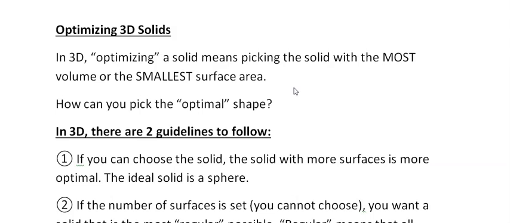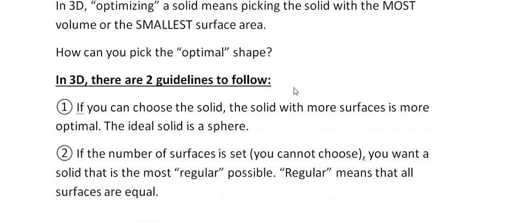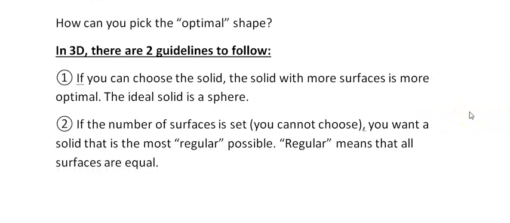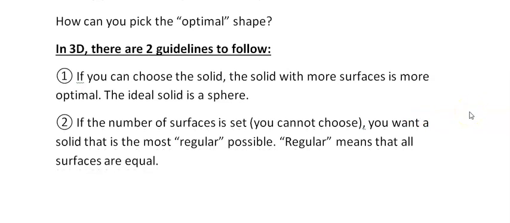So how do we pick that shape? Well, just like in 2D, there are two guidelines to follow. The first one is that if you can choose the solid, you choose the one with the most surfaces. And theoretically, the solid with the most surfaces possible is a sphere. It has infinitely many tiny little surfaces.